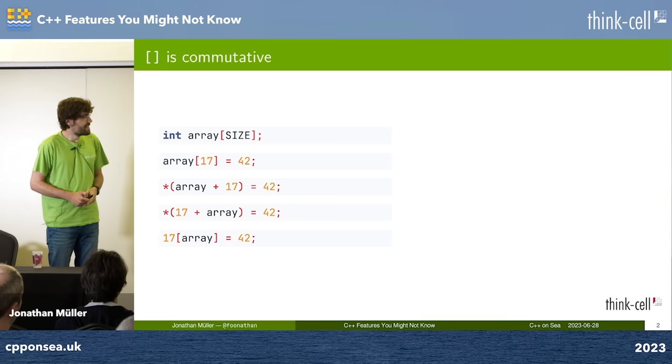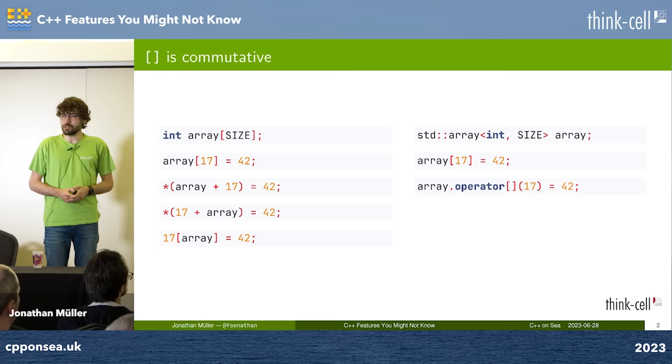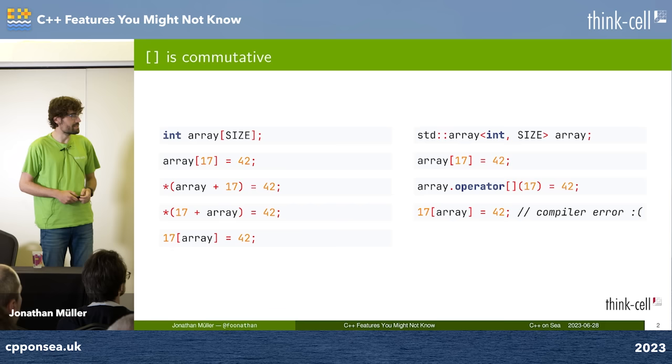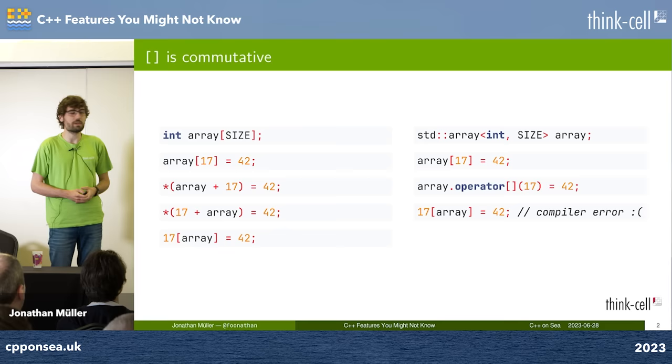Now, if you use std::array and you index it, this is actually equivalent to calling the operator square bracket. And unfortunately, int doesn't provide an overload, so you can't do that, which means that std::array is so much more inferior compared to the traditional array. And I recommend that you use the traditional one.